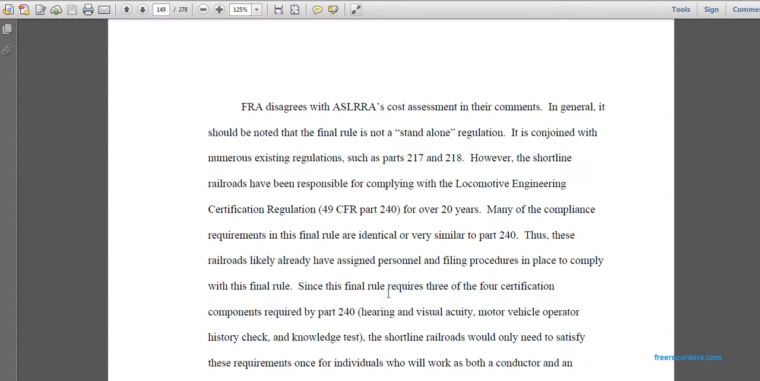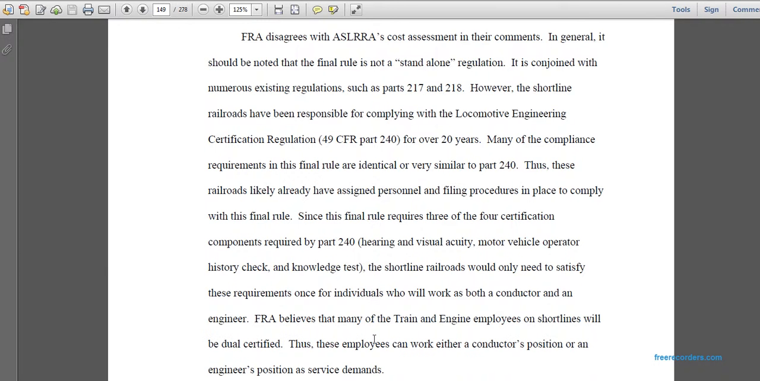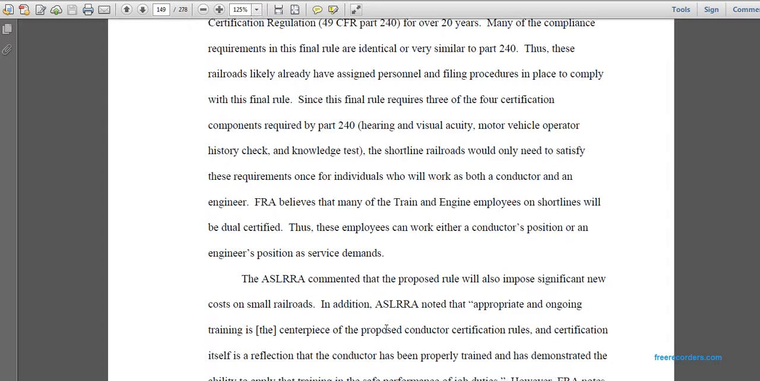Since this final rule requires three to four certification components, the Part 240 hearing, visual acuity, motor vehicle operator history check, and the knowledge test, the short line railroads would only need to satisfy the requirements once for the individual who will work both as a conductor and engineer. The FRA believes that the training of the employees of the short line will be certified, thus the employee can work either the conductor position or an engineer position as service demands.